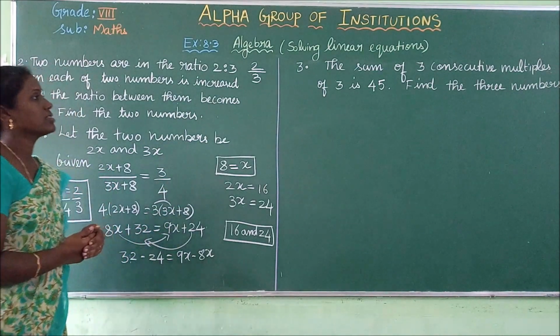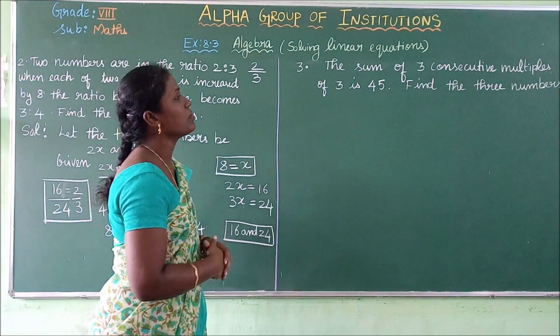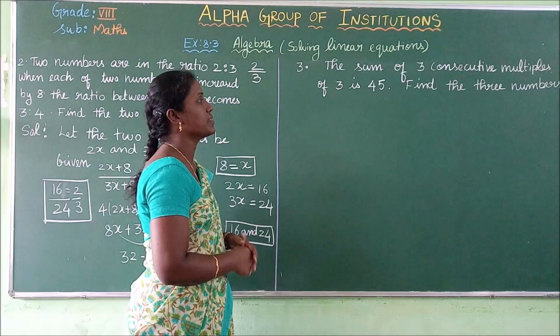Okay. Yes. Now let us see the third problem. The sum of three consecutive multiples of 3 is 45.